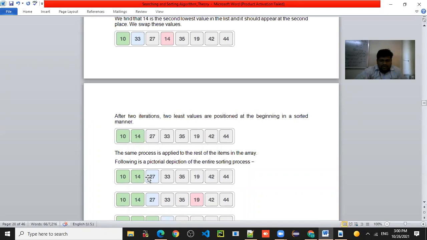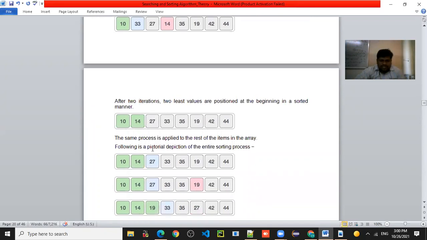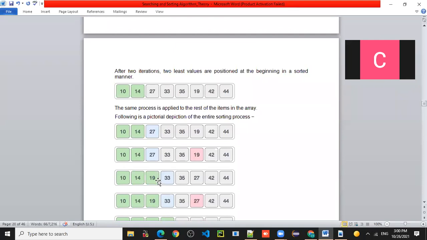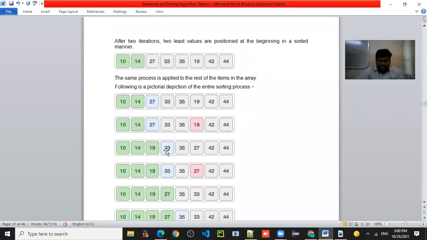Now next step, I'm expecting from your side. Next element काय असेल? Third, 27. Now from 27 onwards, compare 27 with the rest of the elements. Who is smallest? 19 is less. Third smallest, 19. Now with whom do you need to replace 19? 27, right? Now next, 33. Now next smallest, 27. 27 is replaced with whom? 33. Okay, good.